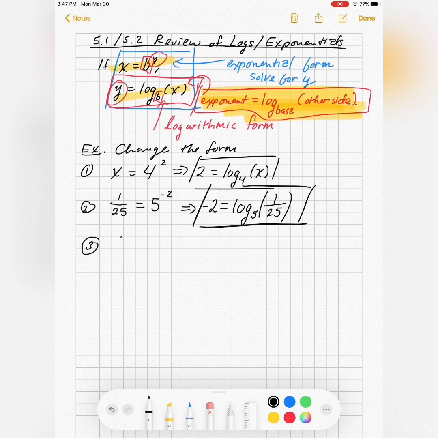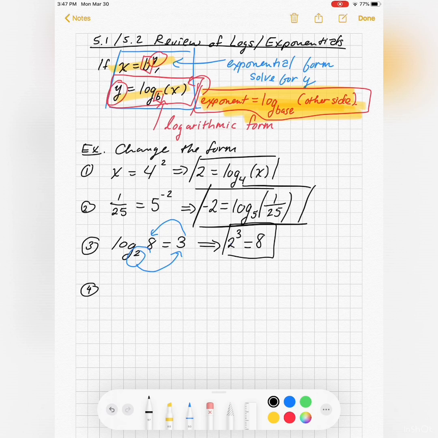Okay, how about if I start with something in log form? Something like that, say. So my goal would be to write this in exponential form. So that's actually even easier. So look, this is the base. This is the exponent. So it'd be 2 to the third equals, and then the only thing left is the 8. So there's that guy written in exponential form.